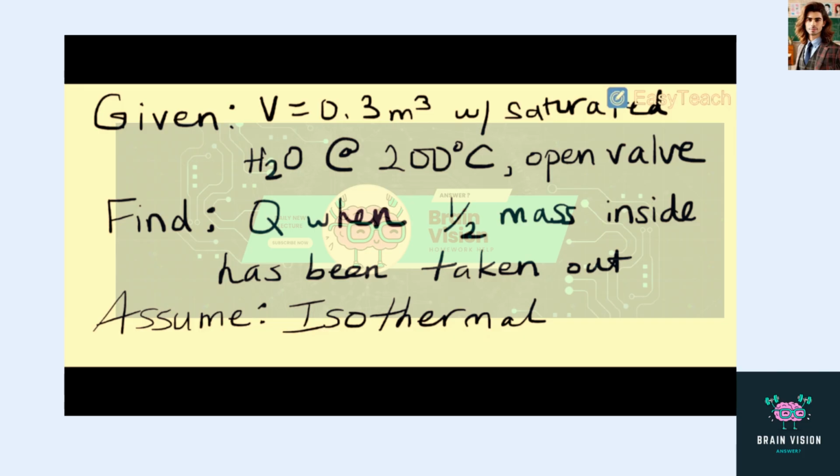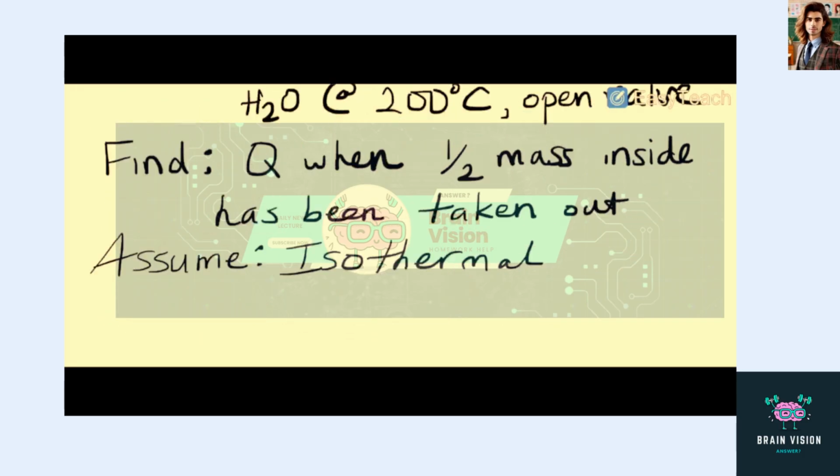Hi everyone, so what we have is a rigid tank of volume 0.3 cubic meters with saturated water that's at 200 degrees Celsius, and this rigid tank has a valve at the bottom. What we're asked to find is the heat transfer when one half of the mass inside the tank has been taken out, and we are assuming that this is an isothermal process.